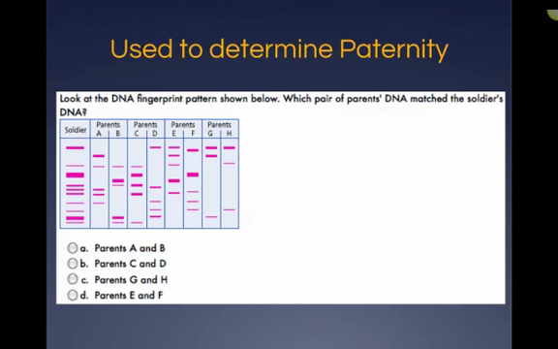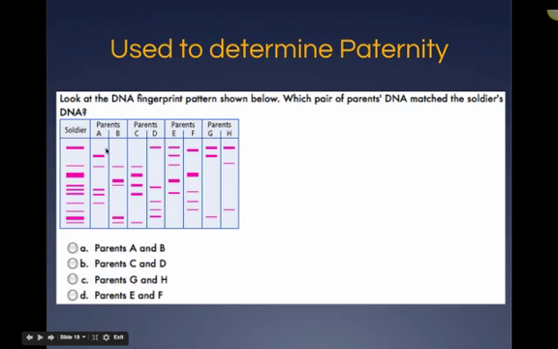Okay? So the last way that we can use DNA fingerprinting is to determine paternity. So right here, we have an example of when a soldier unfortunately died in combat, and this unnamed soldier needed to be identified. So four sets of parents came forward saying that they can't find their son, that he didn't show up from battle. So we're trying to figure out which parents match the soldier's DNA. So our options are parents A and B, C and D, G and H, or E and F.